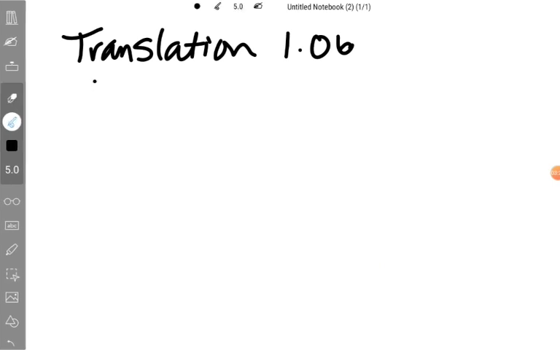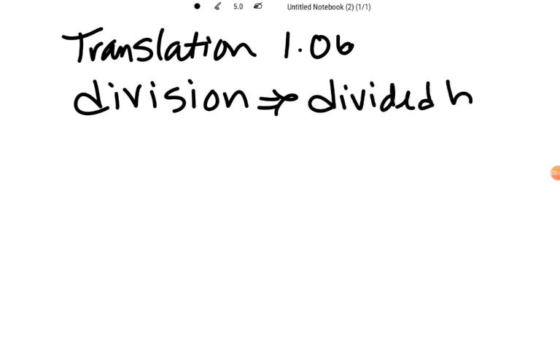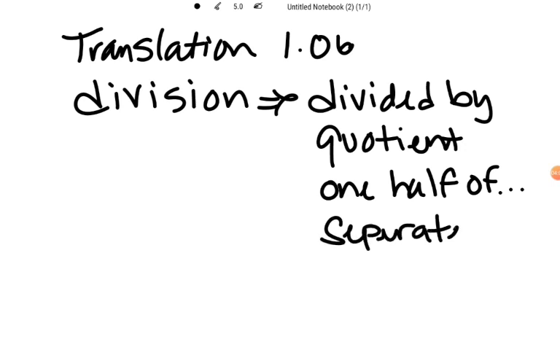Okay. And lastly, we have division. So when you see divided by, quotient, 1/2 of, and separate. Okay. Any of these words would mean that you're going to divide.